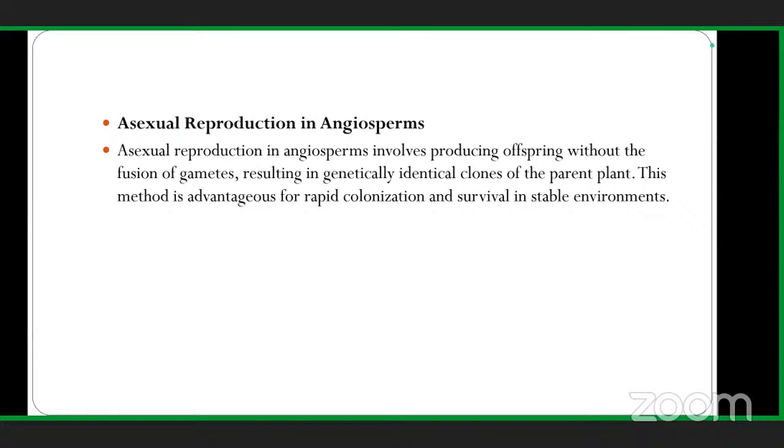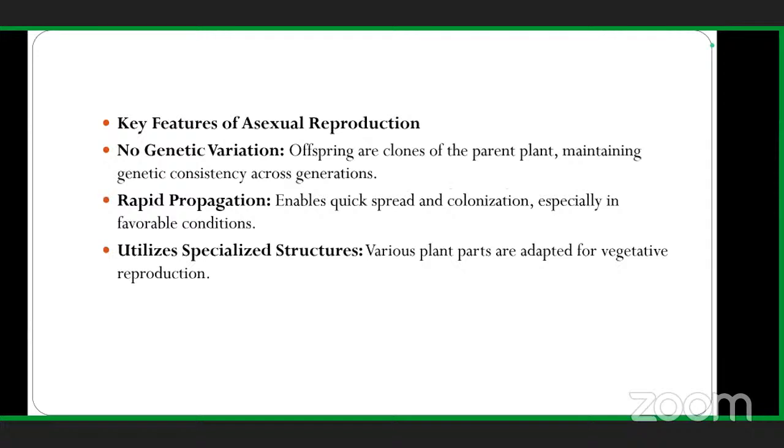It will be similar to the parent, as there is no crossing over. This method is advantageous for rapid colonization and survival in stable environments. So it is faster and more stable. So, key features of asexual reproduction. Number one, no genetic variation. You will not see genetic variation. Offspring are clones of the parent, maintaining genetic consistency across generations. There is no genetic variation, which means you will see that the baby plant is similar in looks to the parent plant.